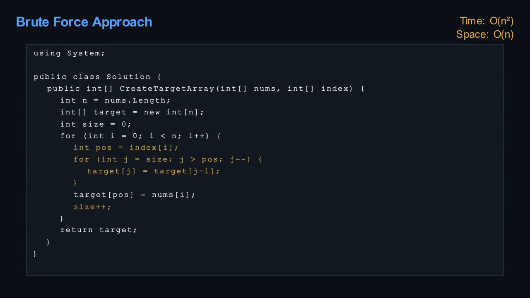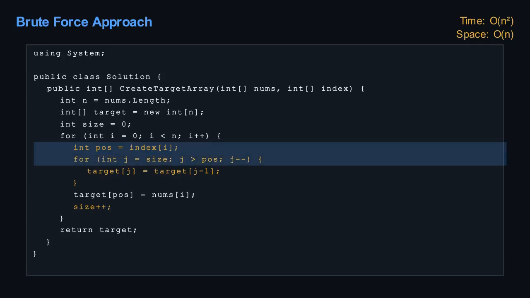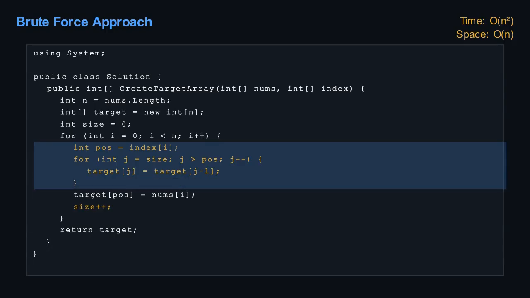A straightforward but inefficient approach involves initializing a target array and iterating through the nums and index arrays. For each element nums[i], and its corresponding index[i], we find the position in our target array. If that position is already occupied, we shift all subsequent elements one spot to the right to make space, then insert nums[i]. This shifting operation, when performed repeatedly for each insertion, leads to a quadratic time complexity because each insertion can potentially involve shifting nearly all existing elements.